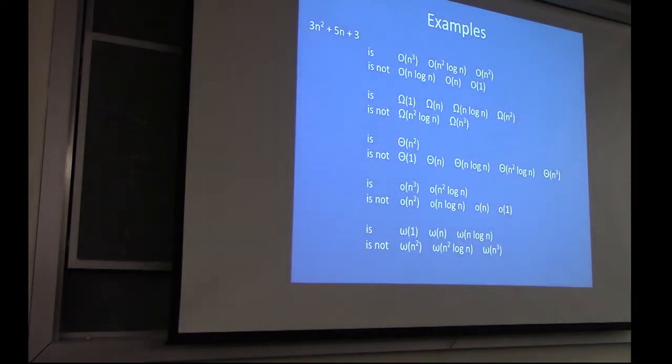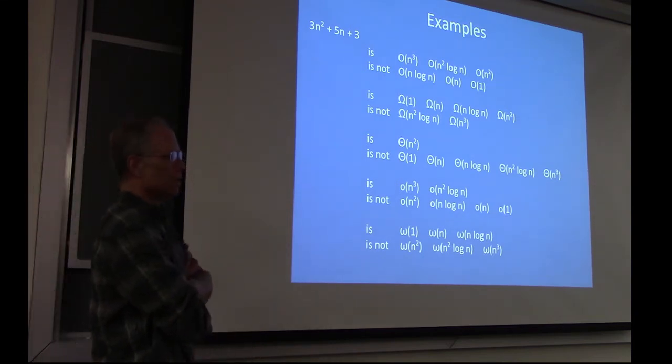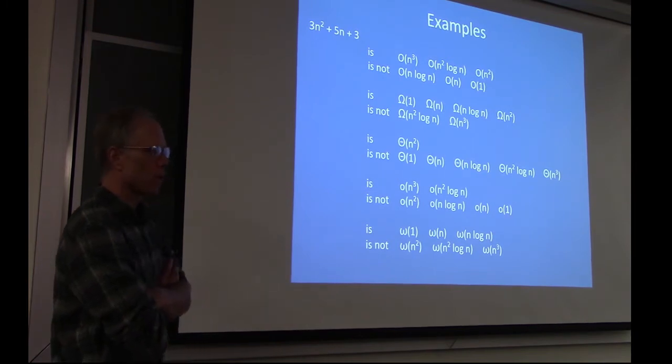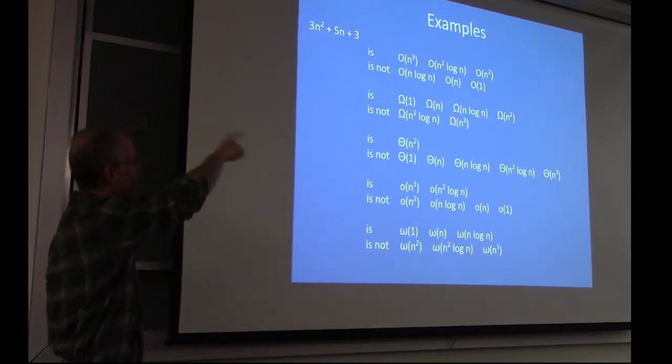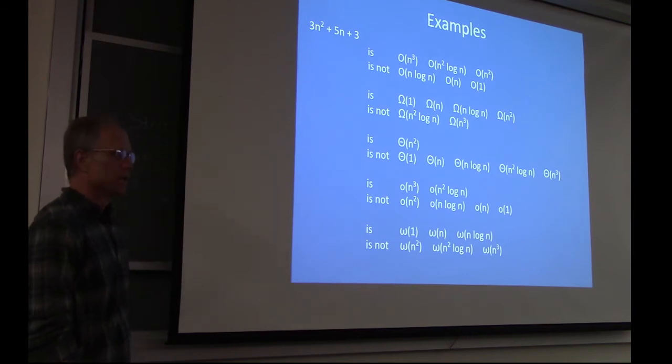So here's some examples. There's our function, 3n squared plus 5n plus 3. So that thing is O of n cubed, it's O of n squared log n, it's O of n squared. Those are all great. The rates of growth of the things in the first row are all greater than or equal to the rate of growth of that guy up there. And how do we know that, informally speaking?